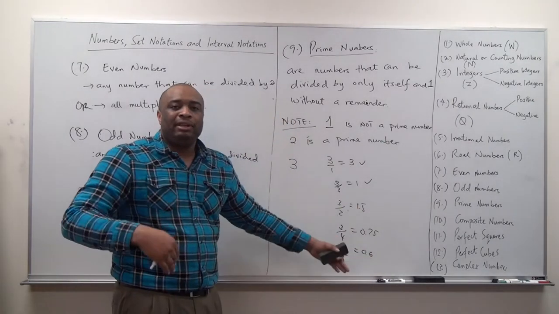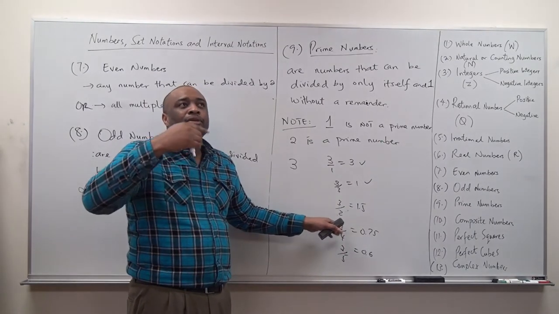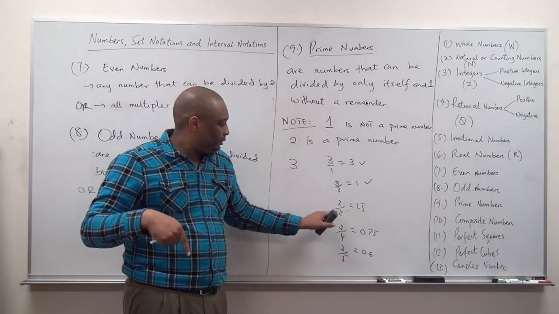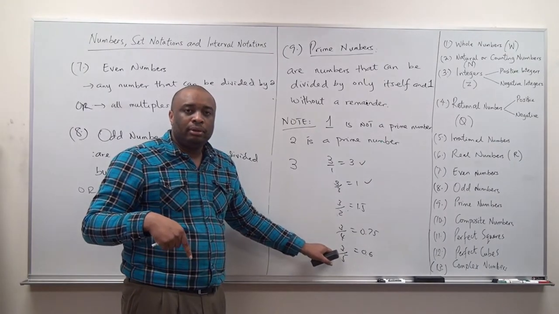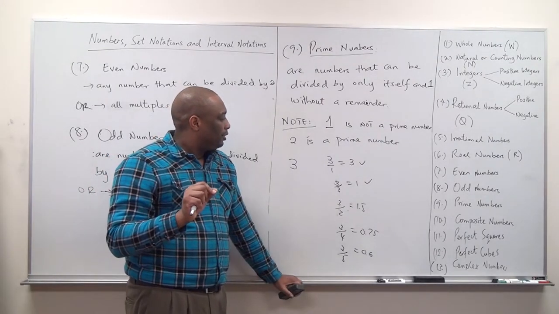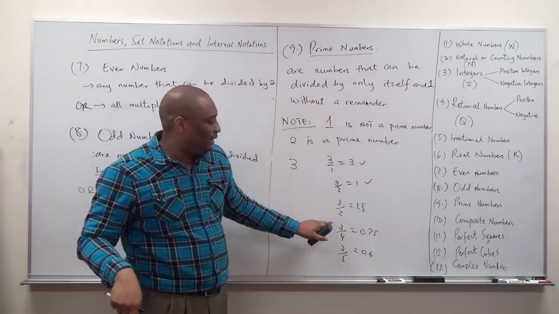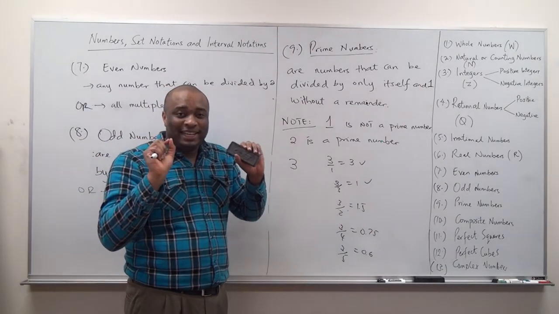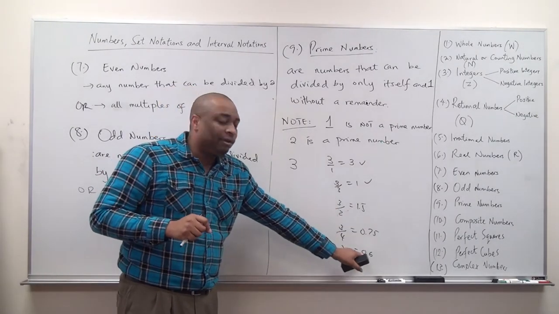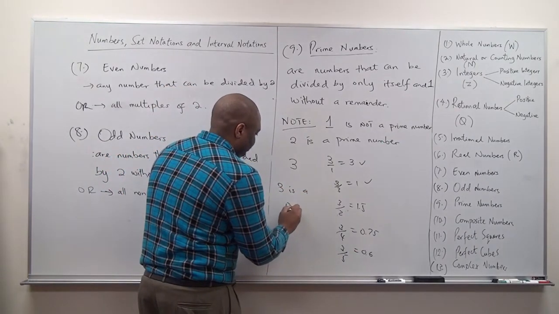Now any other number that divides 3, or that is divided by 3, will give you a remainder. That tells you that 3 is a prime number. 3 is a prime number.